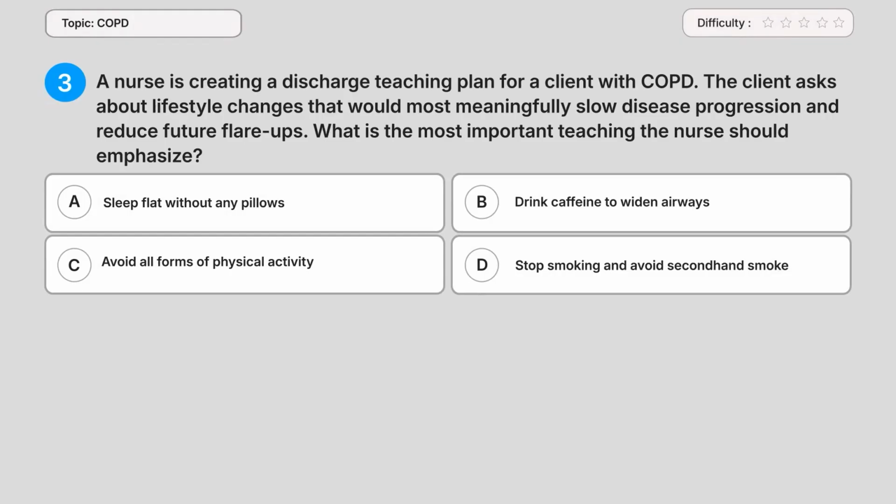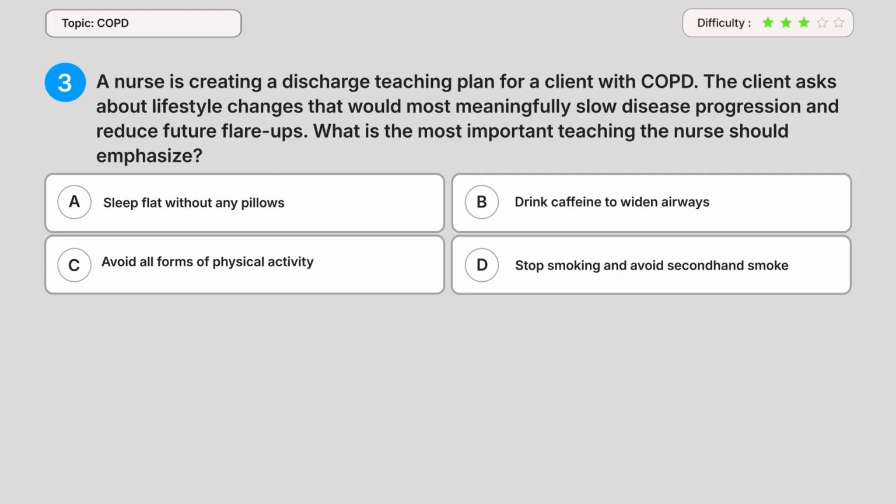3. A nurse is creating a discharge teaching plan for a client with COPD. The client asks about lifestyle changes that would most meaningfully slow disease progression and reduce future flare-ups. What is the most important teaching the nurse should emphasize?